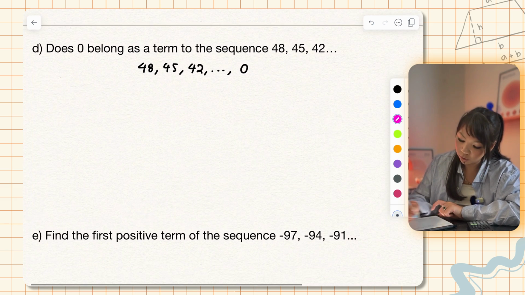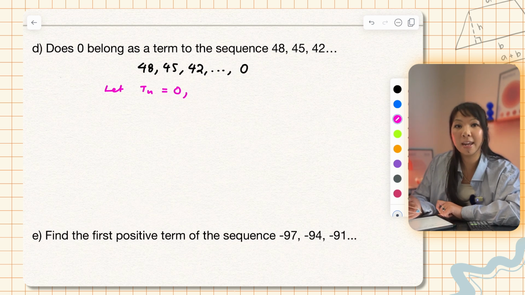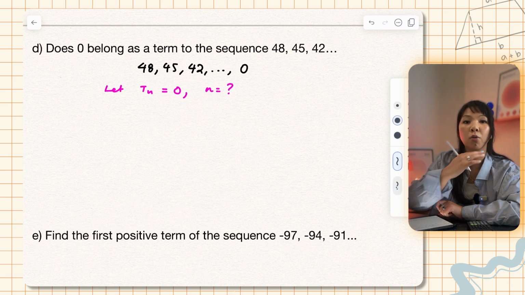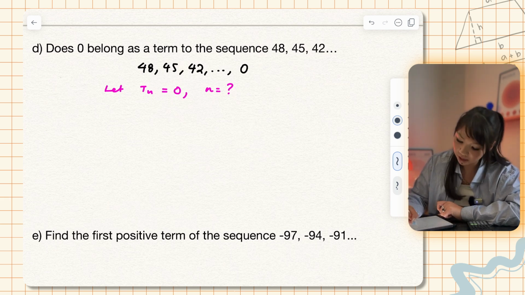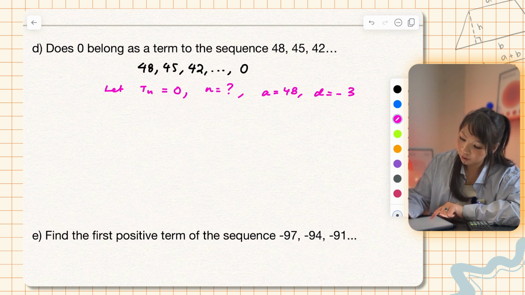So what we're going to do is we're going to let Tn equal to 0, and we're going to see what the value of n is that corresponds to that, and hoping that it is a whole number, an integer. And we're still going to use the fact that a is equal to 48 and the difference is -3.